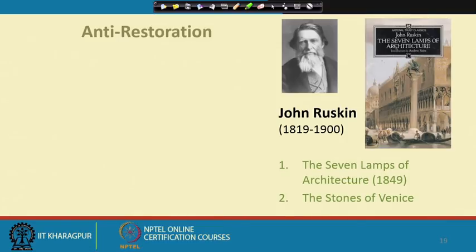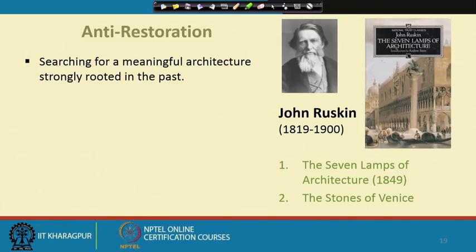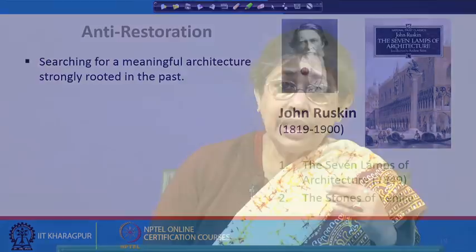His books are very famous: The Seven Lamps of Architecture, and also The Stones of Venice, which is about Venice, and he talks about what the restoration process should be. A lot of sketches and documentation are there, and through this process Ruskin was searching for a meaningful architecture that is strongly rooted in the past. And remember, that was the time when the industrial revolution had already happened and a lot of demolition and destruction was taking place, and in that process we lost a lot of classical architecture.